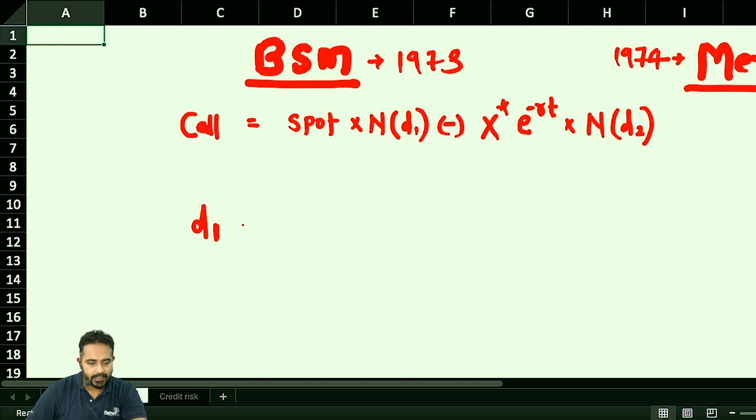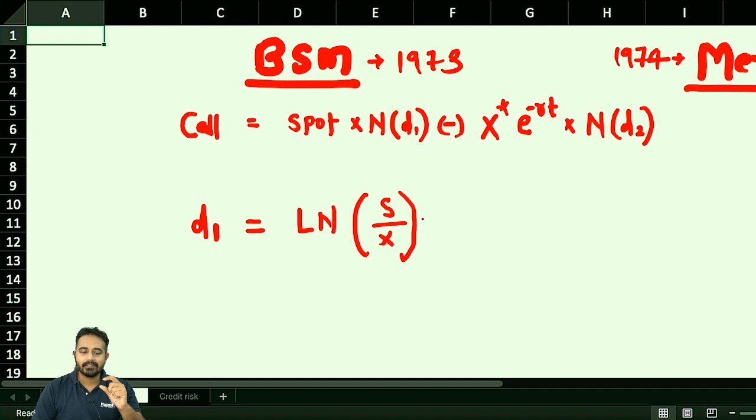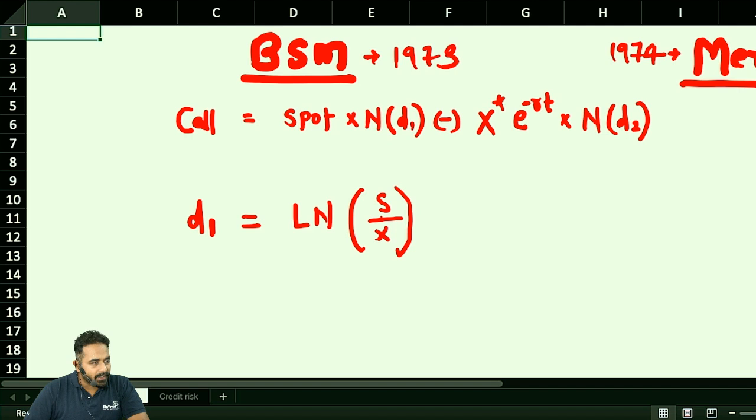So d1 would be calculated like this. You would say the natural log of the ratio of spot price and the strike price, right? This term in the formula gives you a sense of the distance between the spot and strike. Now, as you guys are aware, in a call option, the higher the spot price compared to strike, the more the call option is in the money. Correct. So if you think of it, this is nothing but the distance between the two numbers, strike and spot, right? And then we take a natural log of that value.